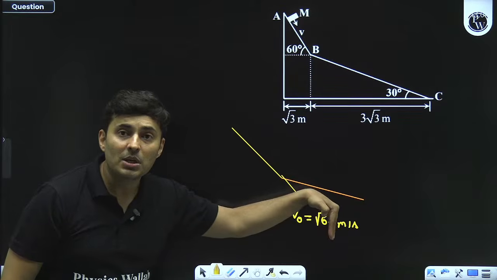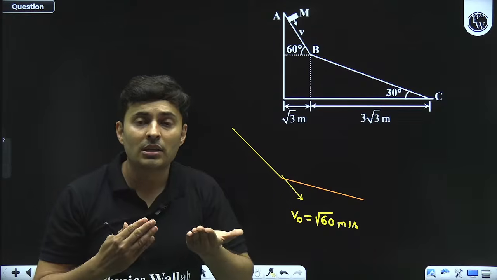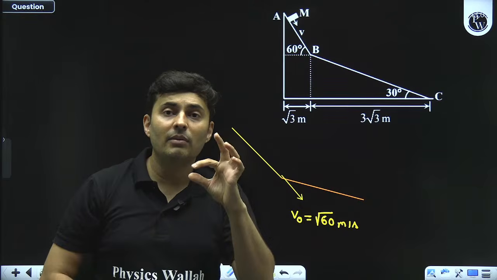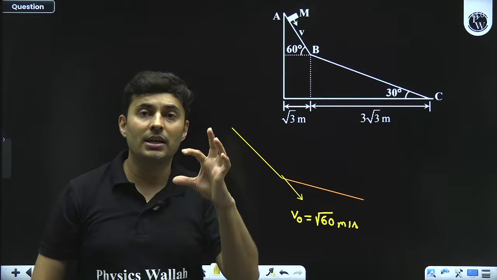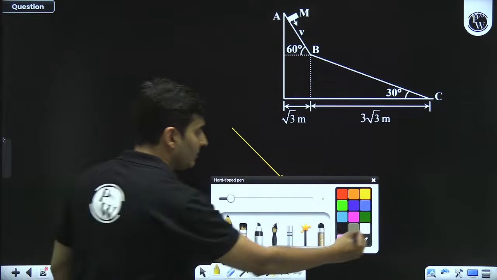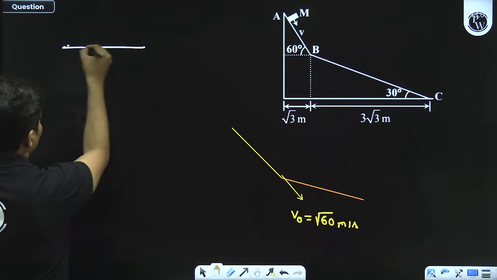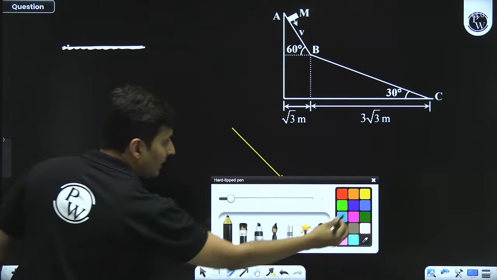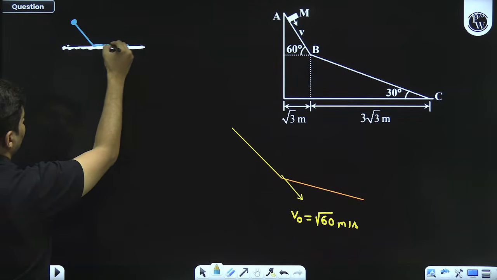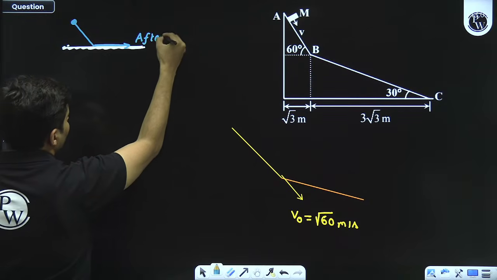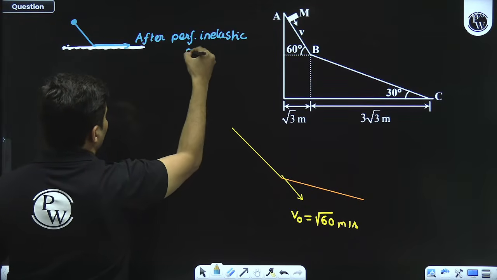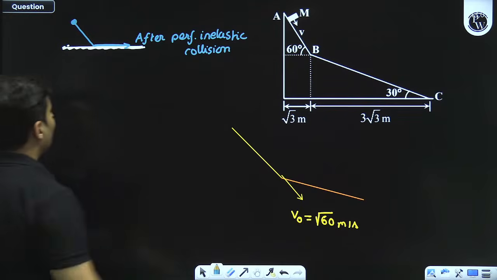Because it is an inelastic collision, that means after the collision, the particle should not separate, should not have any relative velocity between the surface and the particle along the normal. It should touch that surface and go. I'll repeat. Observe this carefully. If this is my surface, and anything comes and collides inelastically, then after the collision, it will just go like this. This is after a perfect inelastic collision.